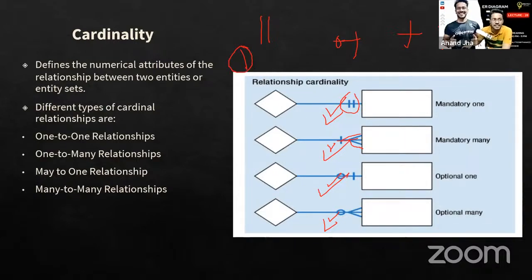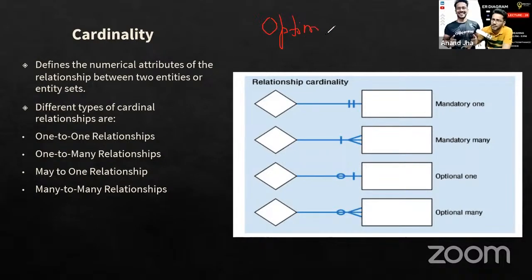Okay. Then what is the circle? Circle means optional. How do you remember? O is a letter in the word optional, so the same here, the circle is there. Optional one.